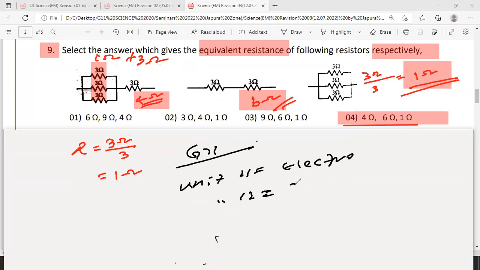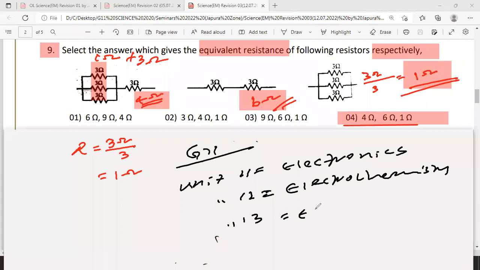unit 12, electronics here. This is electrochemistry, and 13, electromagnetism. And the 10th lesson, it's electricity.